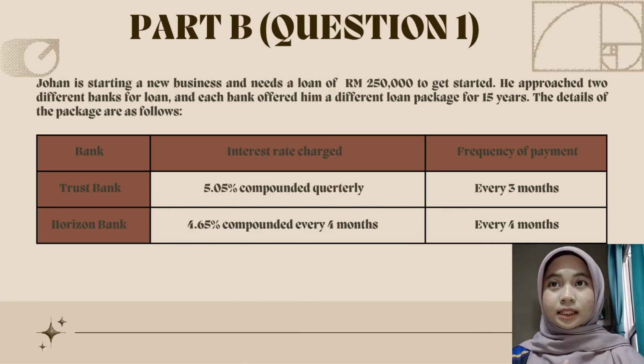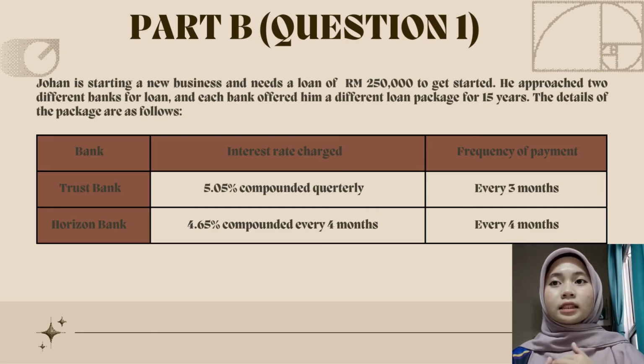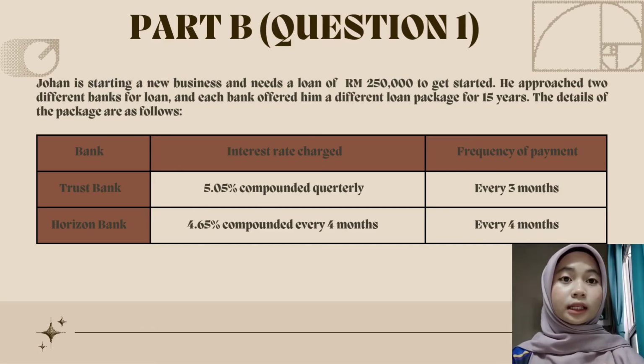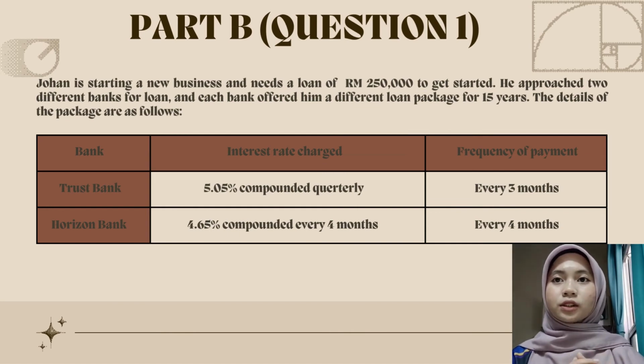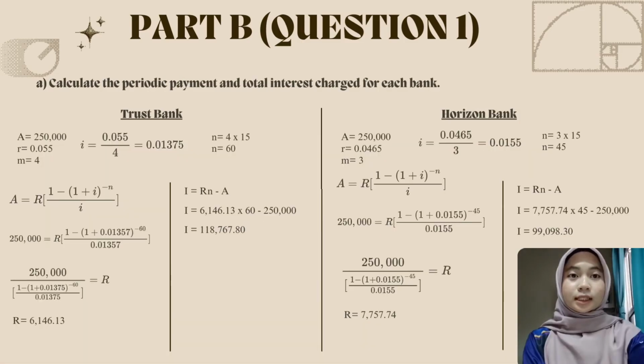Johan is starting a new business and needs a loan of 250,000 to get started. He approached 2 different banks for a loan and each bank offered him a different loan package for 15 years. The details of the package are as follows. As you can see on the slide, we have 2 banks, Trust Bank and Horizon Bank. For Trust Bank, the interest rate charged is 5.05% compounded quarterly, while the frequency of payment is every 3 months. And for Horizon Bank, the interest rate charged is 4.65% compounded every 4 months, while the frequency of payment is every 4 months. The question is, calculate the periodic payment and total interest charge for each bank.